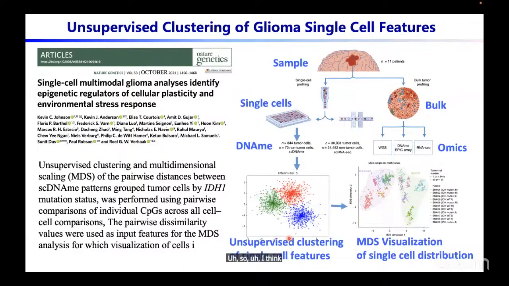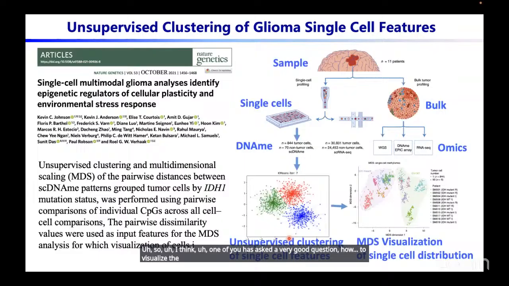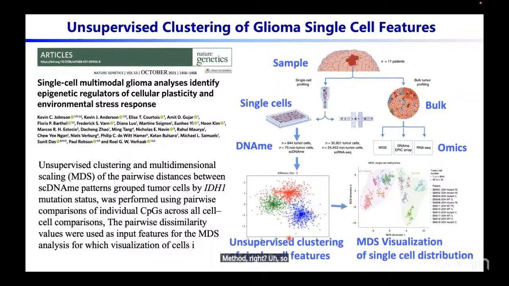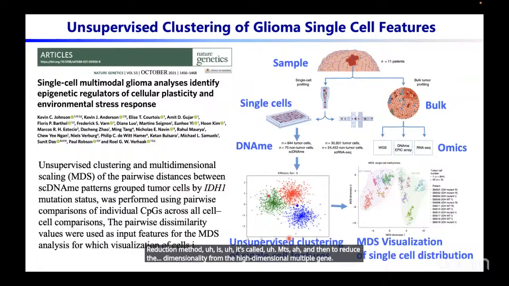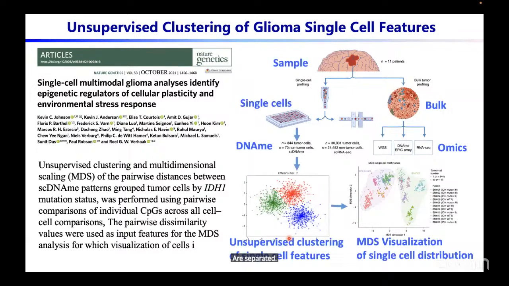I think one of you has asked a very good question: how do we visualize the clustering method, right? So in this particular paper, they use the dimensionality reduction method called MDS, to reduce the dimensionality from the high dimensional multiple gene space into a two-dimensional space, whereby you can see how the samples are separated in different colors. So those samples are the single cell samples. Okay.